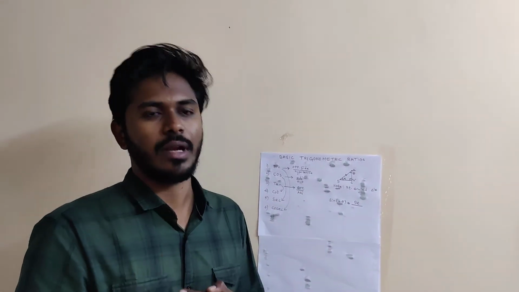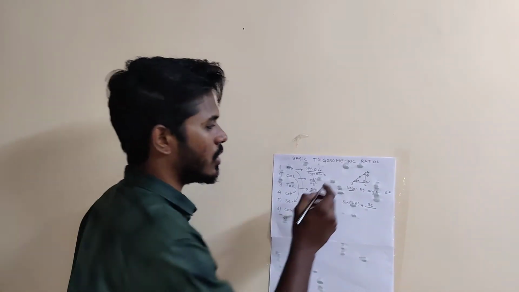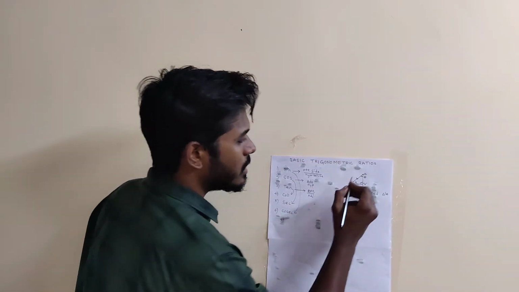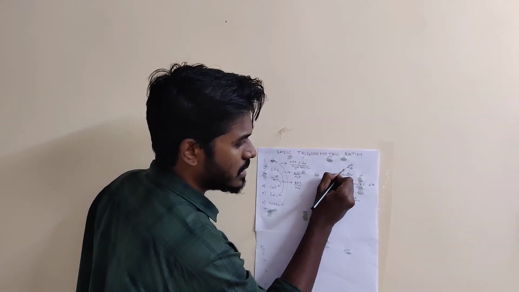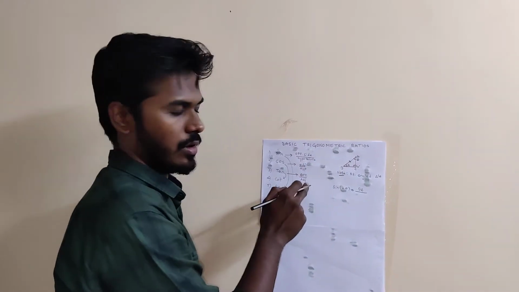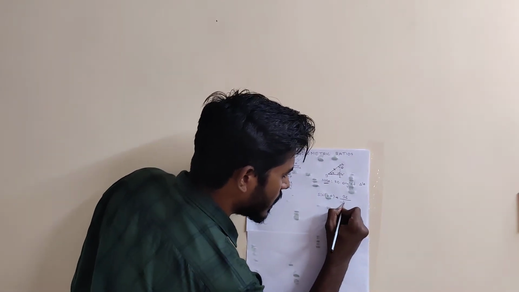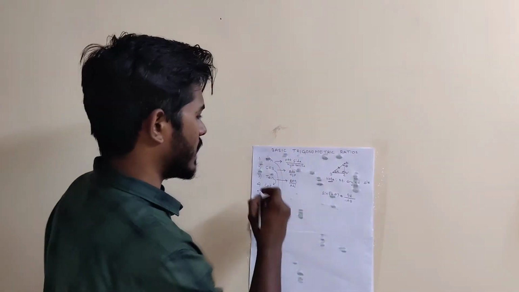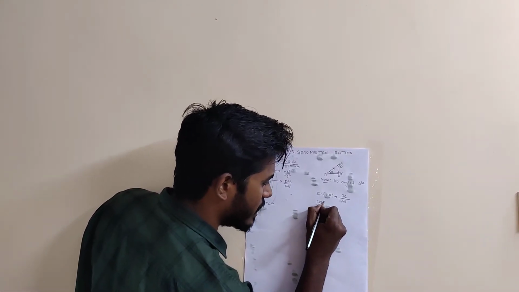I will tell you one trick. Any side which is opposite to 90 degrees is called the hypotenuse. Here this is a 90 degrees angle, so the side opposite to 90 degrees is this one, and this is called the hypotenuse. So opposite by hypotenuse, BC by AB. So sine is completed.